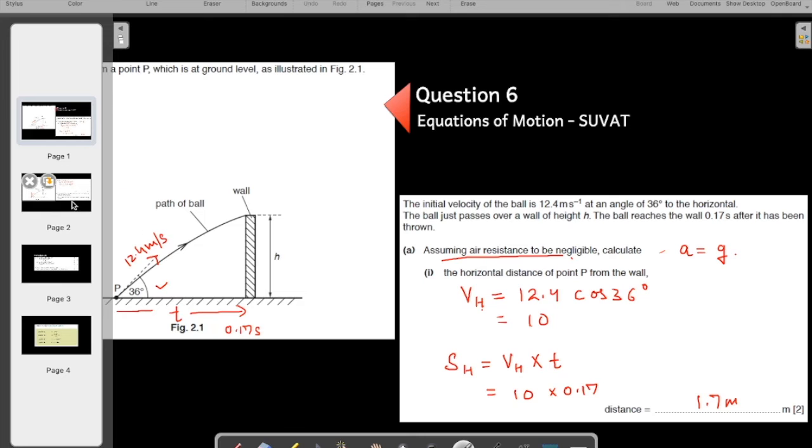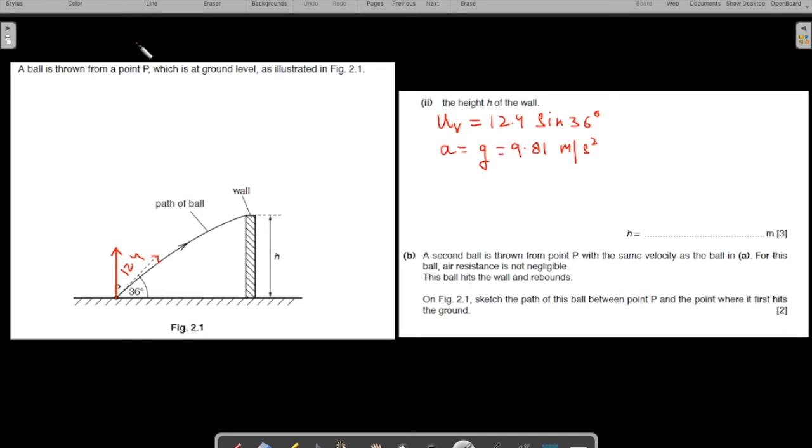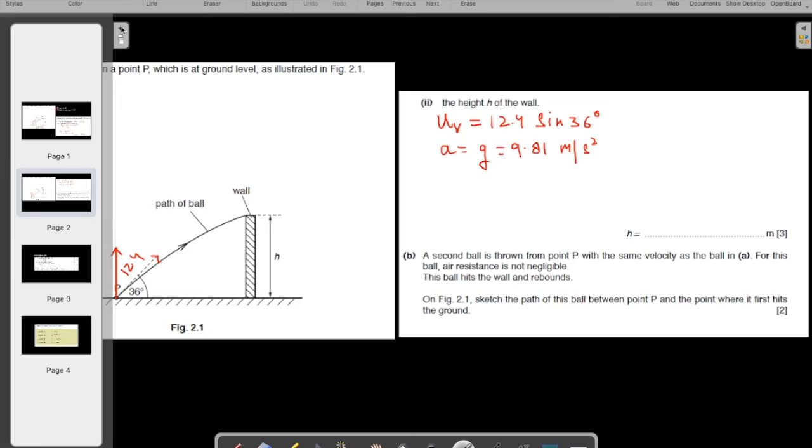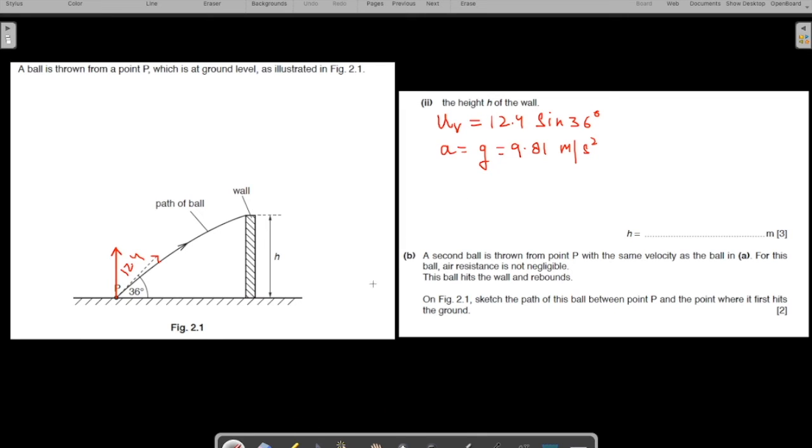But the time taken to reach this position on the wall is also given to you as 0.17. Time is also given. Let us make a note. Always a good idea to make a list of the things which are given to you in the question. Which formula do you think makes sense to find the height, which is same as the displacement?